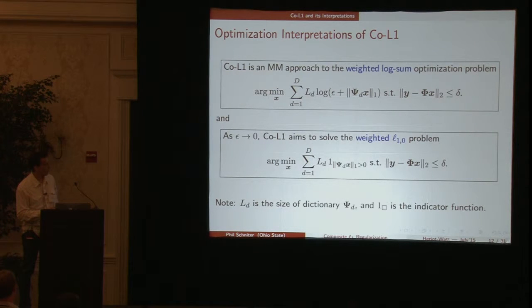There's a nice interpretation: as this parameter epsilon, which is typically a very small number, goes all the way to 0, essentially what we're trying to do is solve a weighted mixed norm problem. And the mixed norm is the L10 norm. Here we have an indicator function that says when the L1 norm is larger than 0. And then this LD is the size of the dictionary D, so the number of atoms in that dictionary. They're weighted by that. So this is the non-convex cost and an interpretation of it. It's sort of interesting. It's sort of like a dictionary-wise L0 norm.